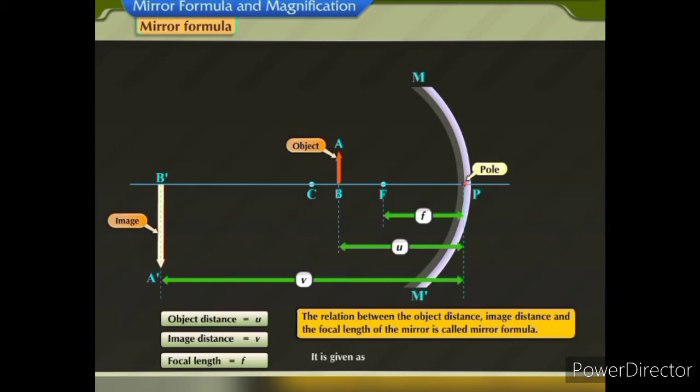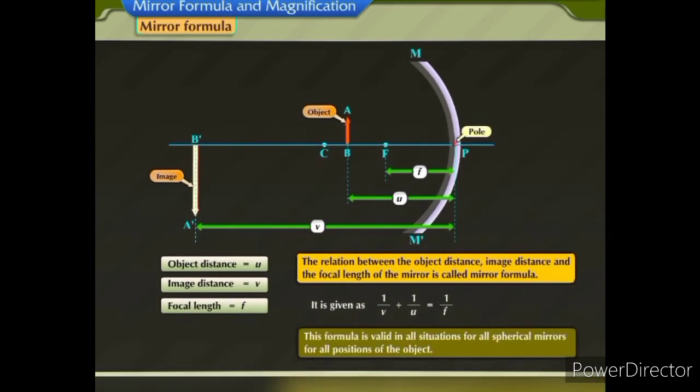It is given as 1/v + 1/u = 1/f. This formula is valid in all situations for all spherical mirrors for all positions of the object. We have seen how object distance, image distance, and the focal length are connected. Now, let us study more about the relation between the object and image sizes.